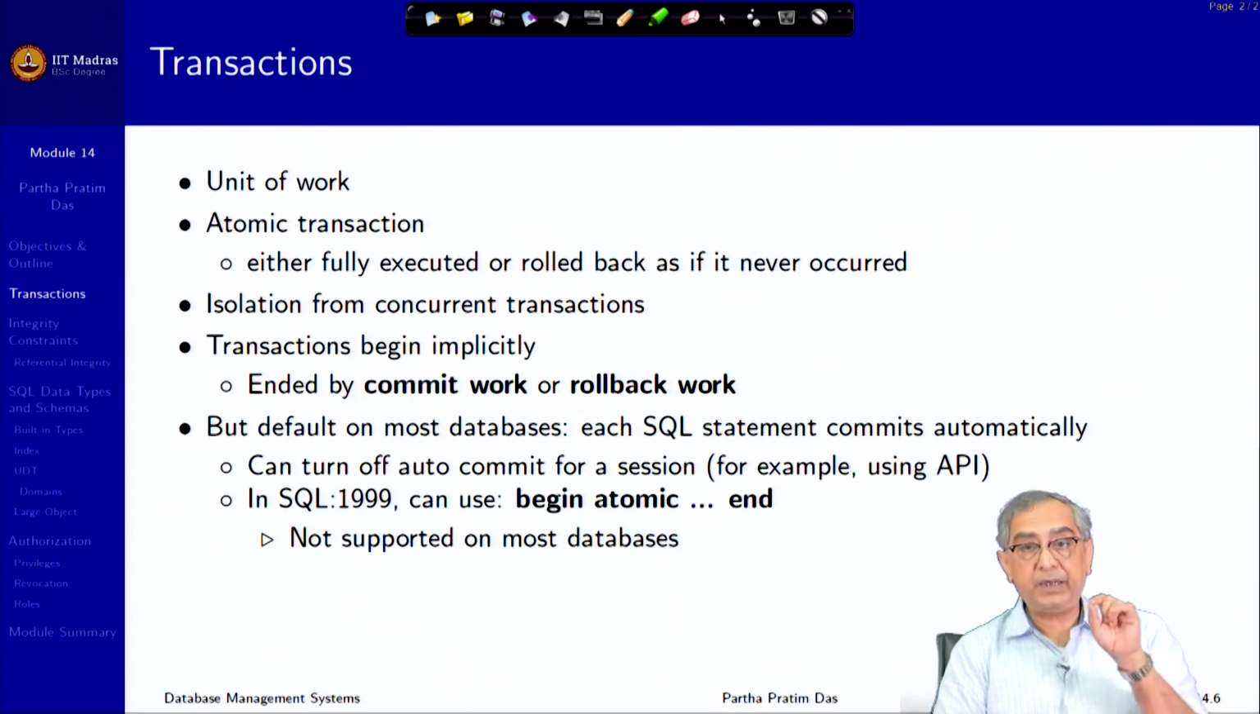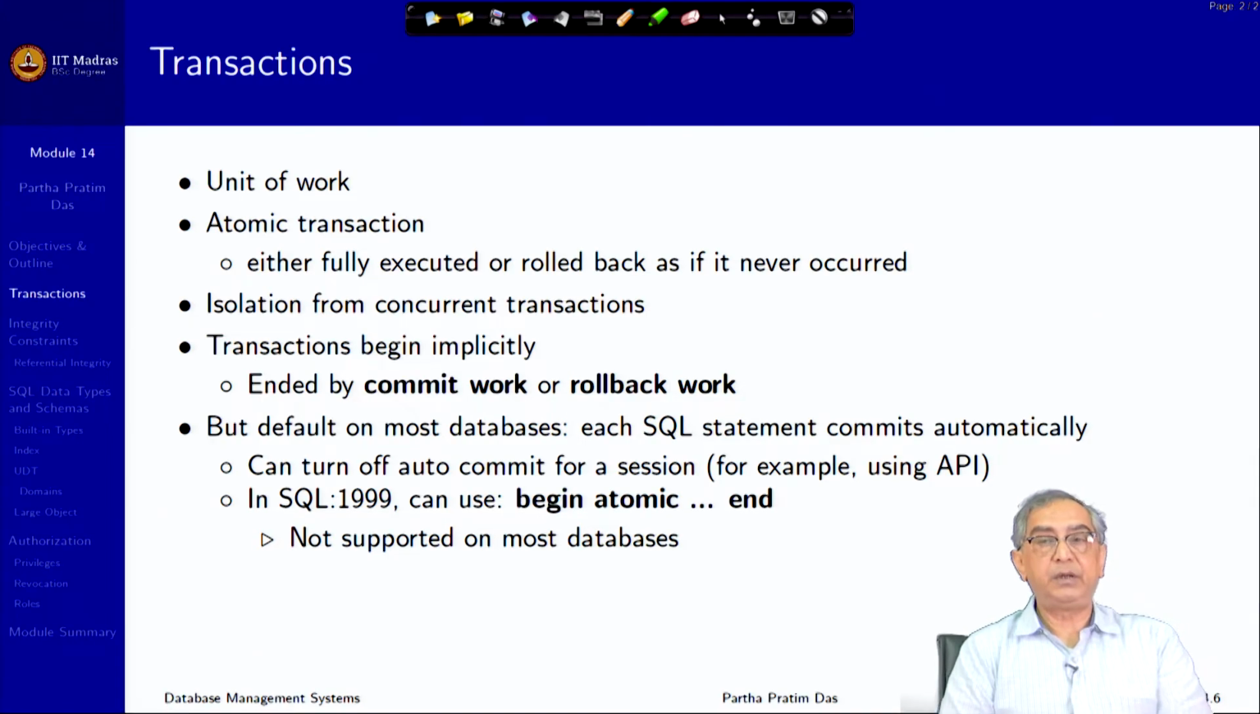That is a very critical property of the transaction, which is required to keep the database in a consistent state all the time. It will also have to have isolation from concurrent transactions, because many transactions will continue to happen on the same tables at the same time. So, the result of one should not affect the result of the other. We will talk about isolation a lot more later on.